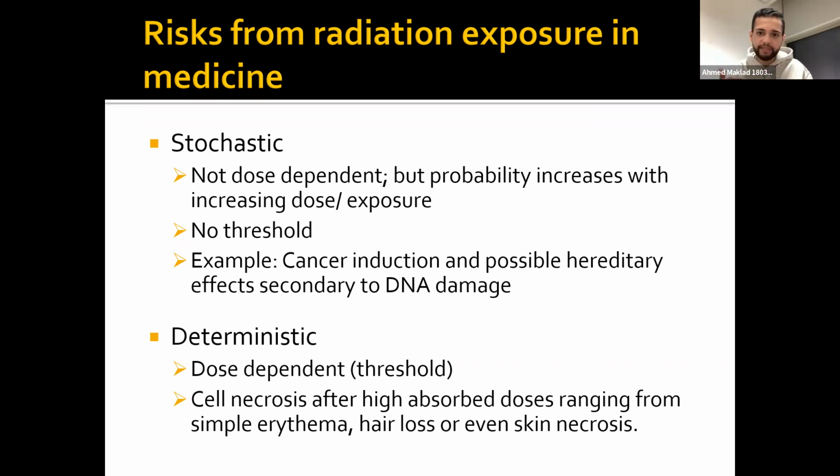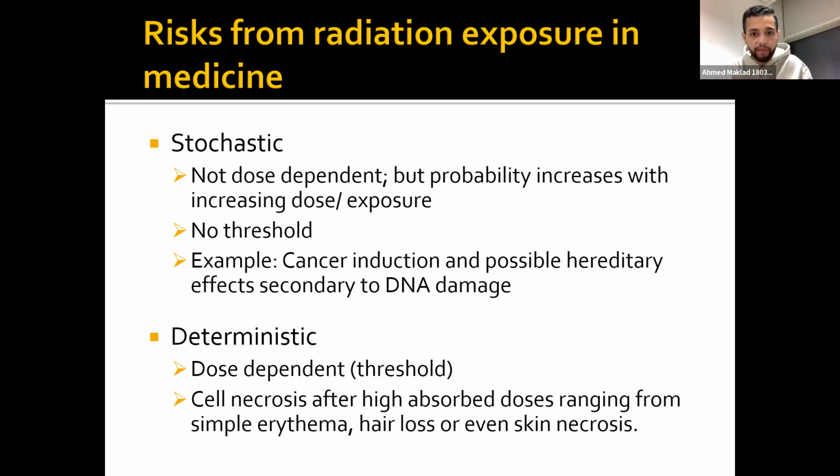Now for the deterministic, it is dose dependent, right? You can get it from one procedure, right? And it has a threshold, it has a cutoff, because once you exceed this cutoff, your body is going to be receiving so much energy and so much radiation that it's going to develop necrosis. Your cells are going to die. They're not going to become cancerous. They're going to just die, right?